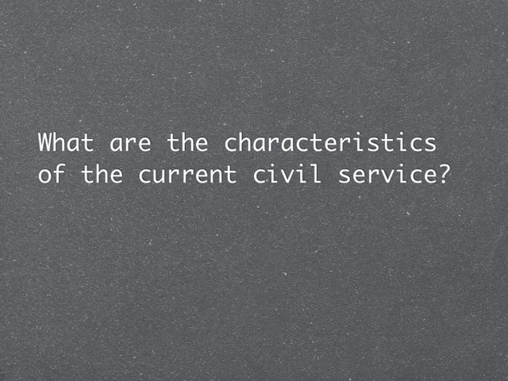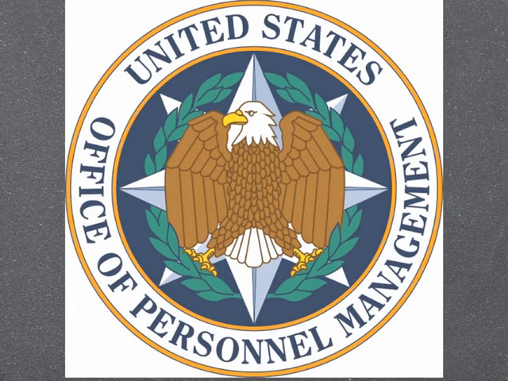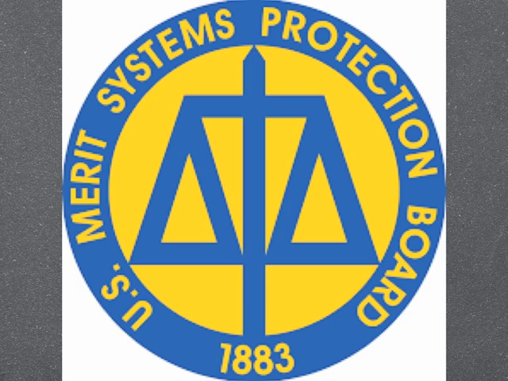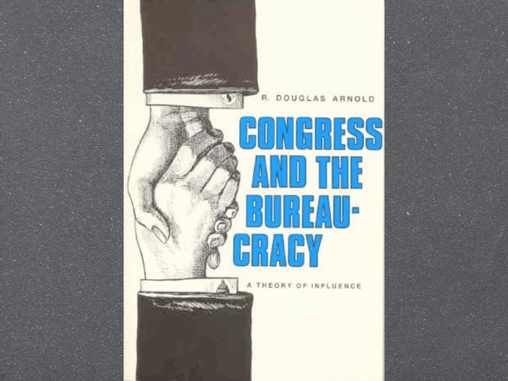What are the characteristics of the current civil service? The Office of Personnel Management is the central clearinghouse in the federal recruiting, examining, and hiring process. The Merit System Protection Board enforces the merit principle in the federal bureaucracy. Congress sets the pay and other job conditions for everyone who works for the federal government except for postal employees.